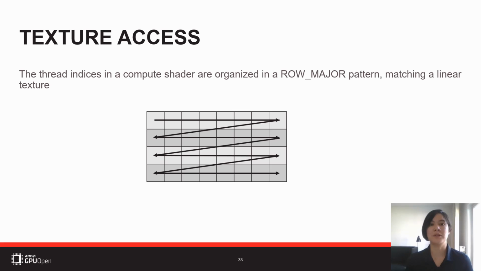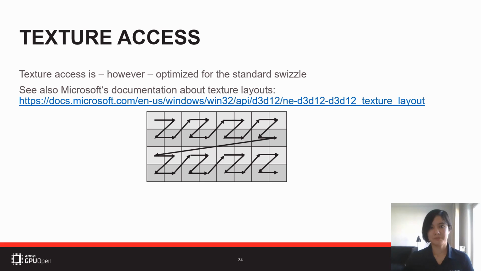Natively, if you access the thread indices in the compute shader, they are arranged in a row major pattern. So it goes first along the x-axis, then along the y-axis, and if you also have a third dimension, then along the z-axis. So it's row major. Now the thing is that textures are not laid out in a row major pattern. They are laid out according to the standard swizzle. The standard swizzle is well documented in the Microsoft documentation about texture layouts. If you go to the site, you will also see information about the row major layout, the standard swizzle layout, and a couple of other things.